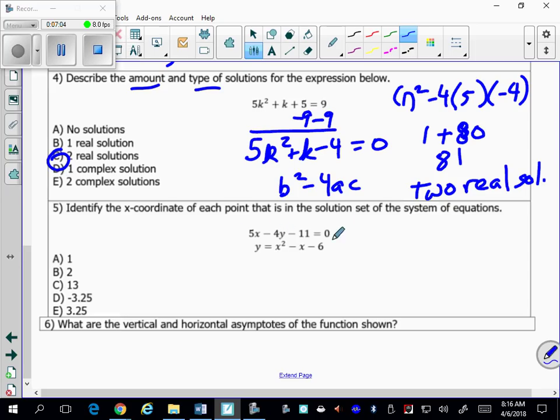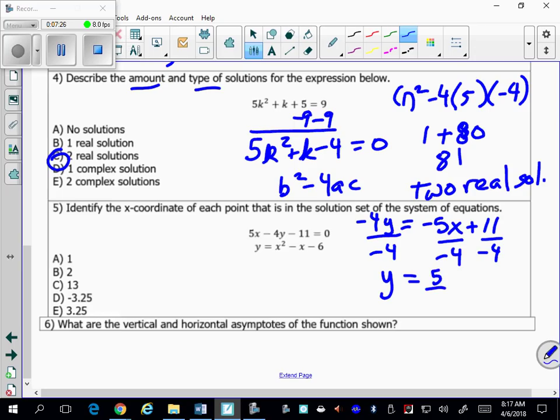So subtract 5x and add 11 to the other side. So you have minus 5x plus 11, and then we're divided by -4. So divide all the terms by -4. So you have y equals negative divided by negative is positive, so 5/4 x plus a negative. It's the same thing as subtraction. 11/4. So now let's put this into, it doesn't matter, but I'm just going to say we'll put it into y1, and then we'll put the second equation into y2.